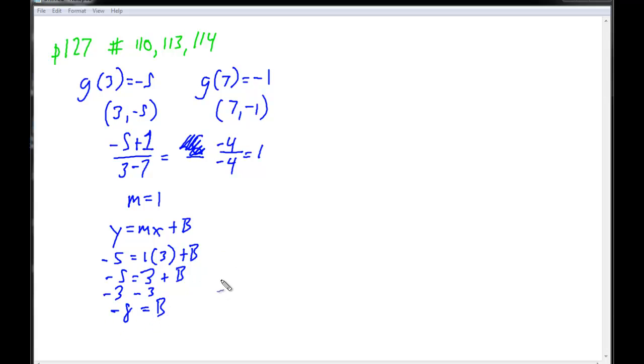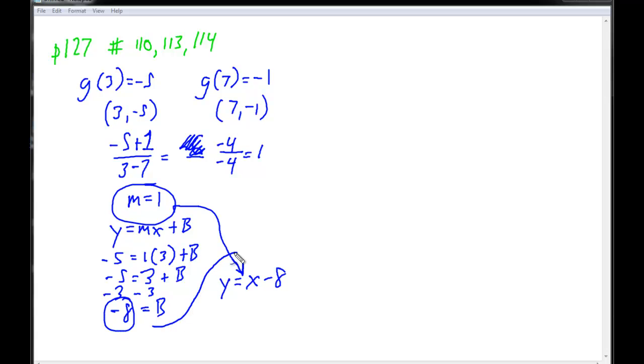So there's my answer here. y is equal to x minus 8. The 1 is still there from the slope, and the -8 is the y-intercept, which is still there. So there's part A of the problem, to find an equation through those 2 points. And as I said, the problem was written pretty cleverly to try to confuse you a little bit. So now I have g of x, which is the same thing as y equals x minus 8.